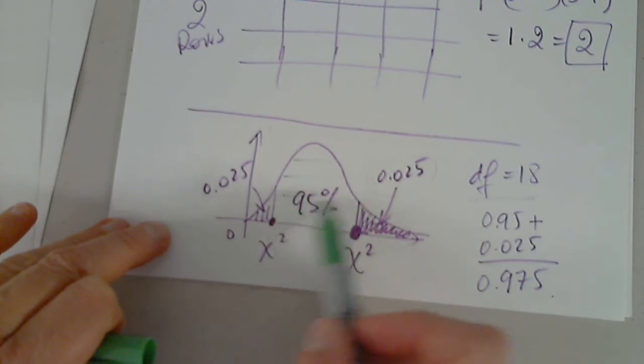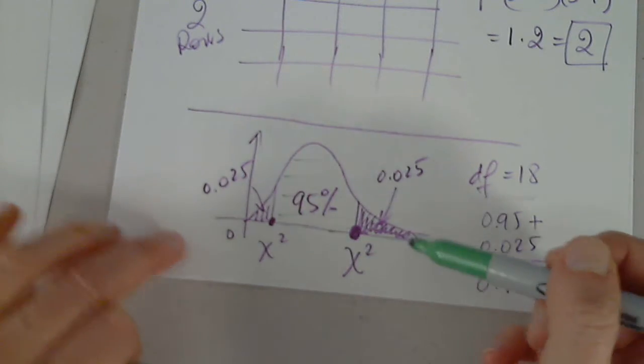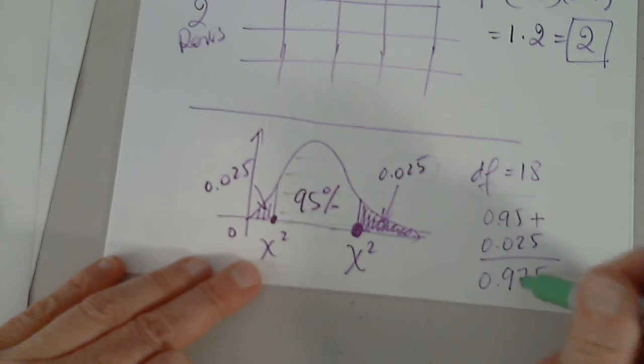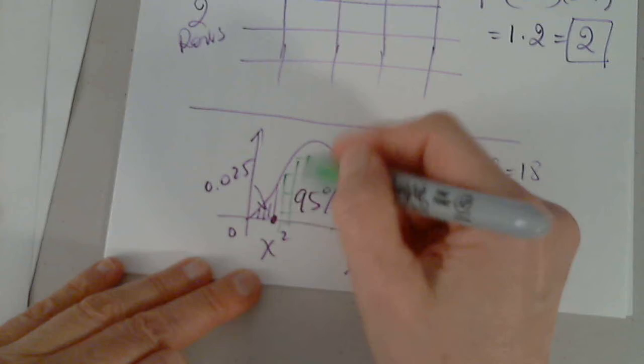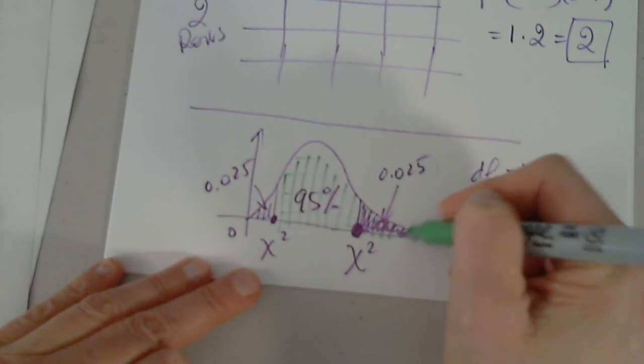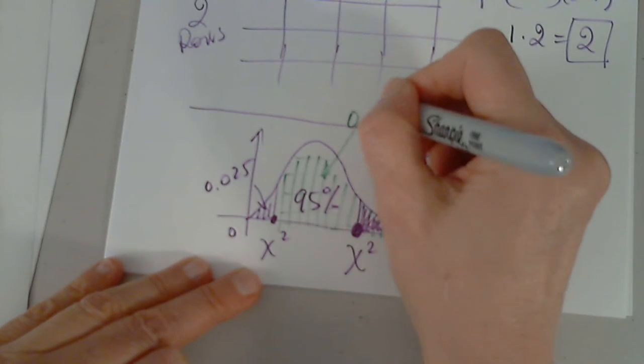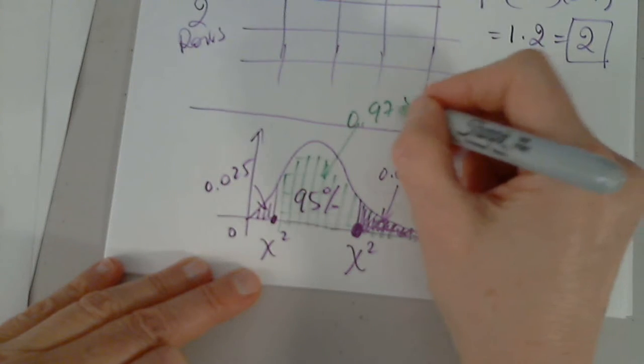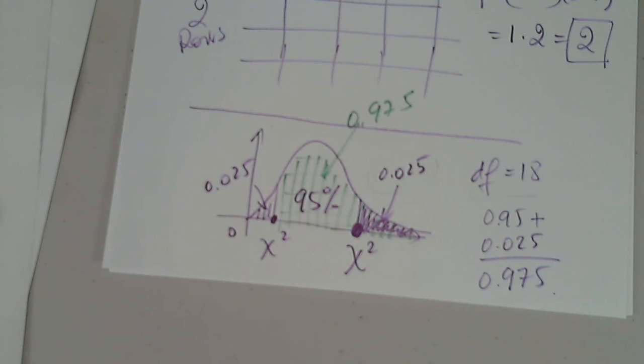Now, with the table the way it is presented, this is the area of 0.975. So I'm just going to shade it in green. So the green area is 0.975. So let's take a look. I'm sharing now. Where's my button? I got it.